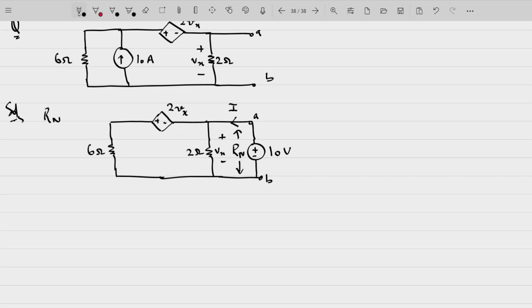So I'm applying a 10 volt voltage source here. If I apply a 10 volt voltage source, you have 2 kΩ, you have two meshes here. This is loop number 1. Let current here be small I1. This is loop number 2. Let current here be I2.